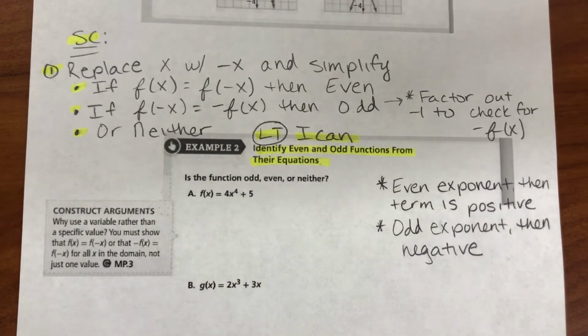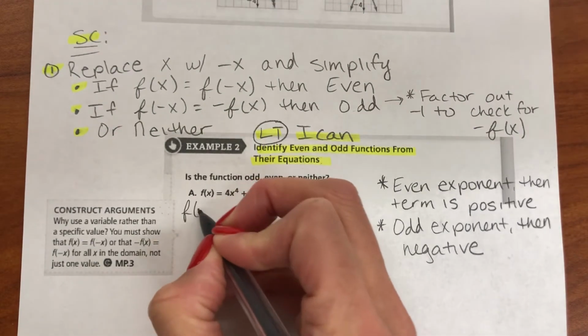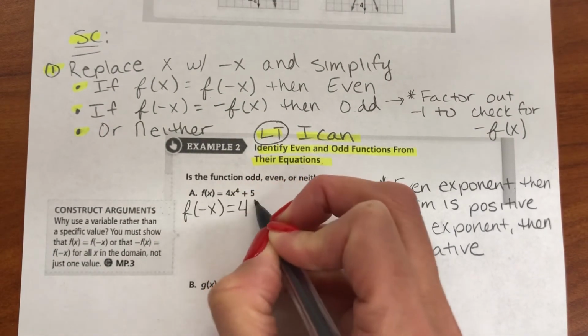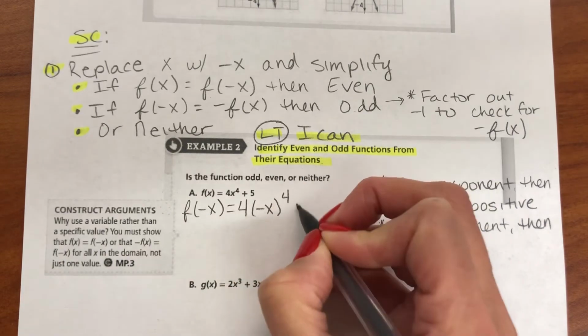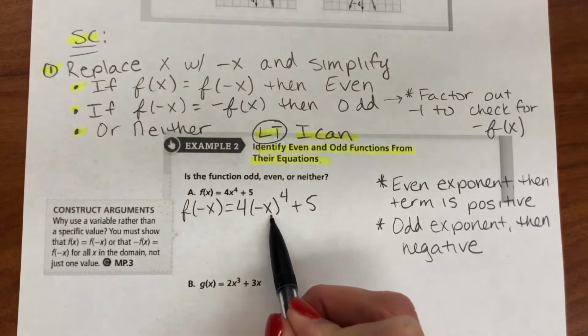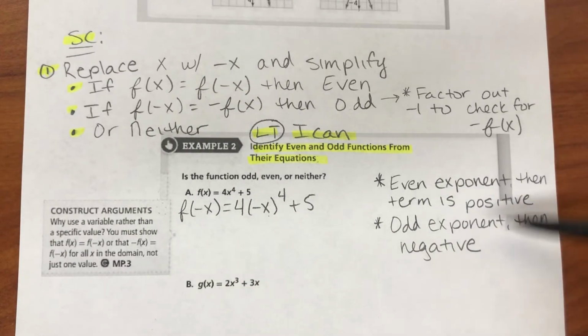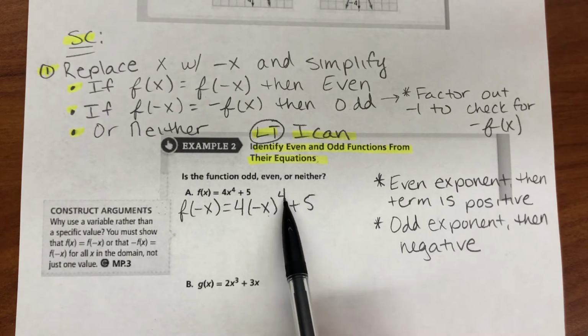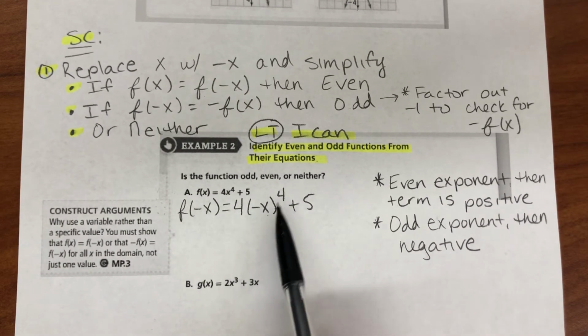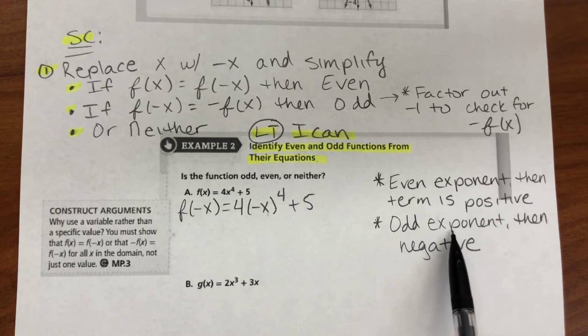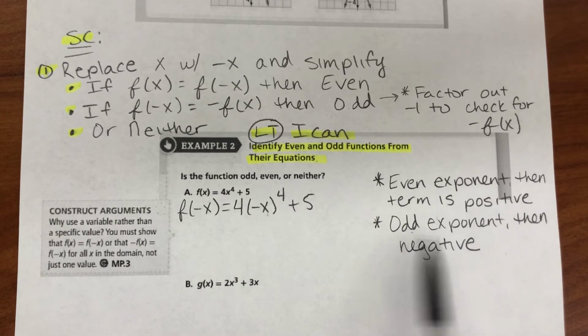So let's practice this. Let's look at A. Step one is to replace every x with negative x. So everywhere I see an x, I'm going to replace it with a negative x. Now when you're simplifying these, you need to use this rule over here. You're going to look at the exponent of this negative x term. If it's even, the x becomes positive. If the exponent is odd, then this whole term becomes negative.